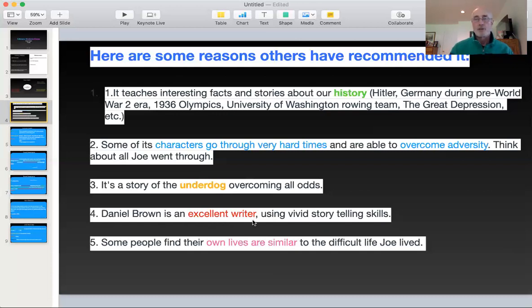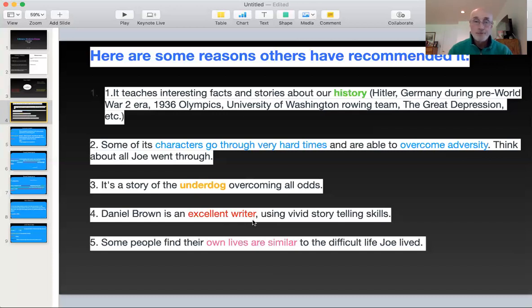Okay. All right, and the fourth reason is just that it's really well written. Daniel Brown is very vivid. Vivid means specific details. The action just jumps out at you. It feels like you're watching a movie almost as you're reading, from the very beginning. The details, the examples and the imagery are very well done. So as a writer, he's an excellent writer, and you can find examples of how he's done a great job writing.